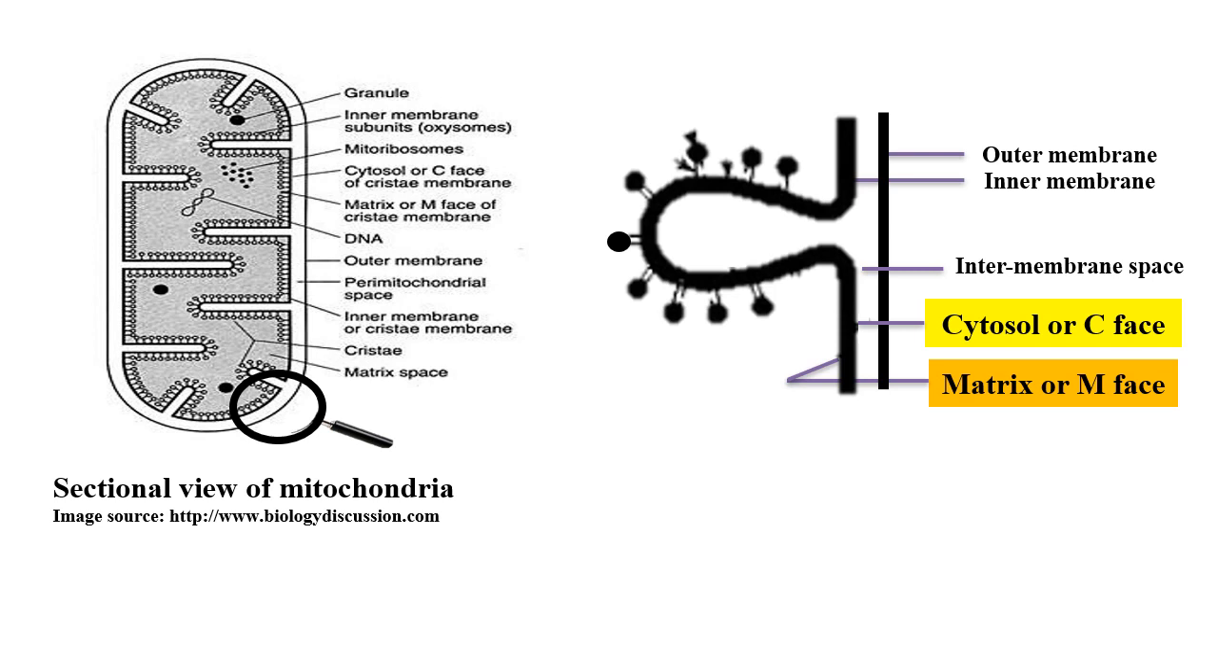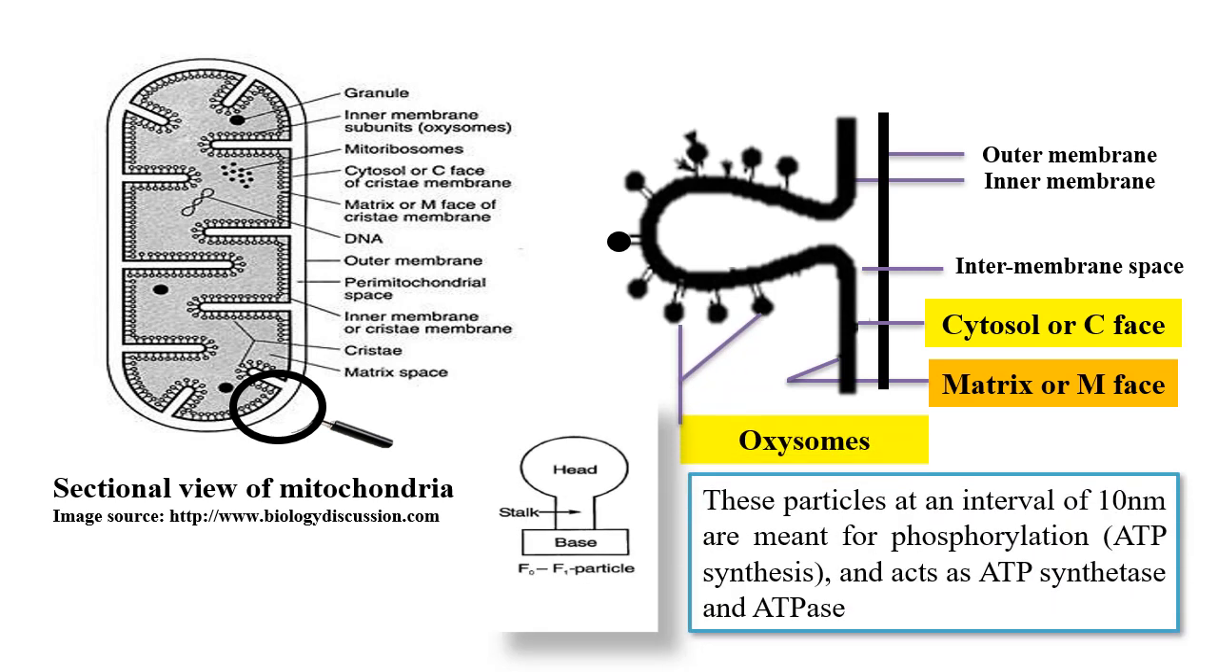On M phase of the inner mitochondrial membrane, at an interval of 10 nanometer, repeated units of stalk particles can be seen. These are called elementary particles or most commonly oxysomes. These are also identified as F0 F1 particles meant for ATP synthesis or phosphorylation, and act as ATP synthetase and ATPase.